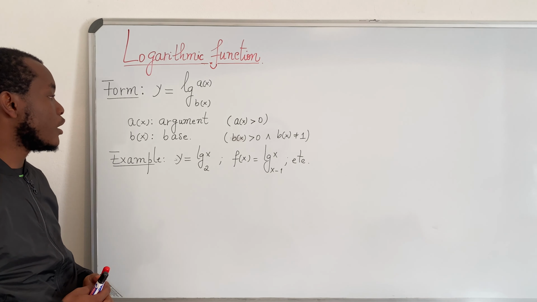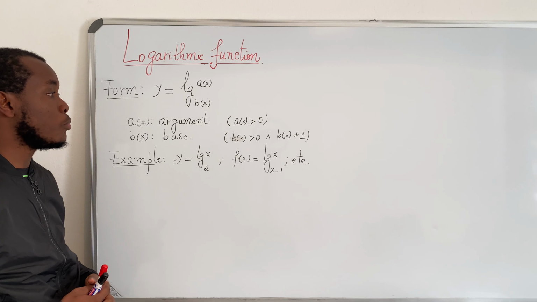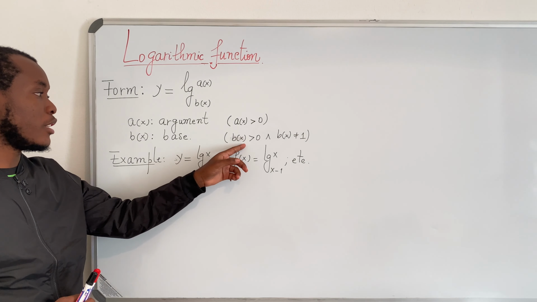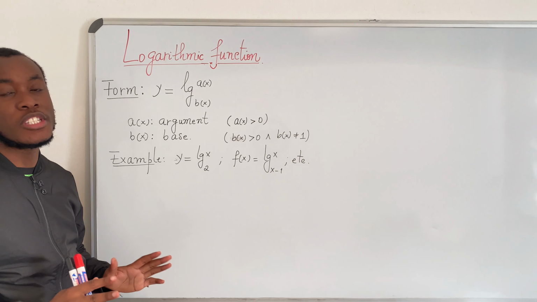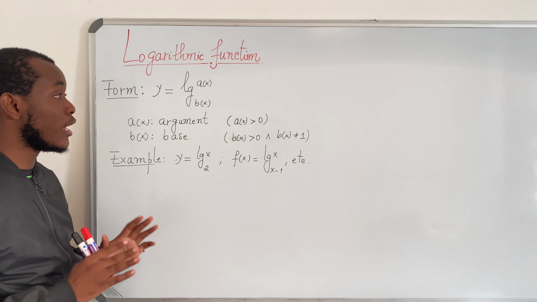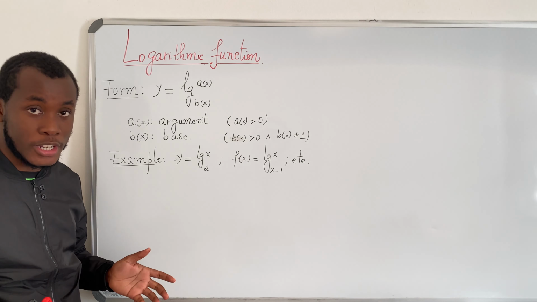And b of x is the base of the logarithm. So the base has to be a positive number, as we stated here, but it can't be 1. So any positive number except 1. Those are the conditions that we have when we're dealing with a logarithmic function.